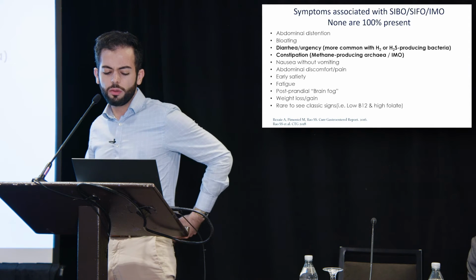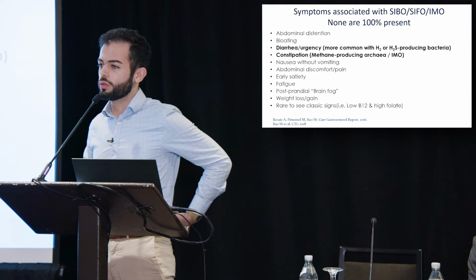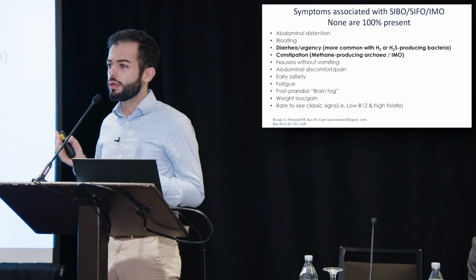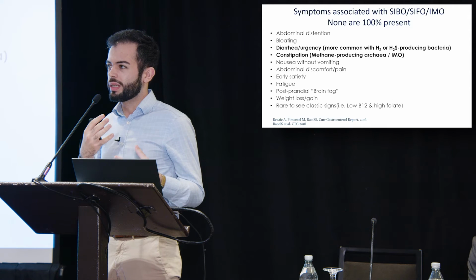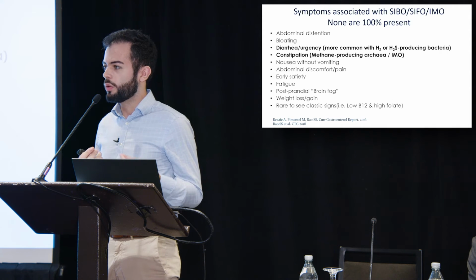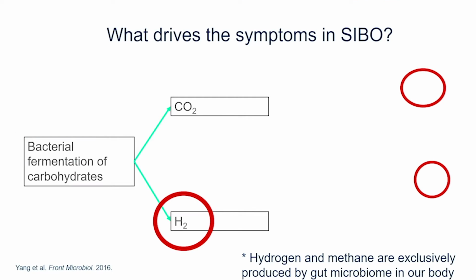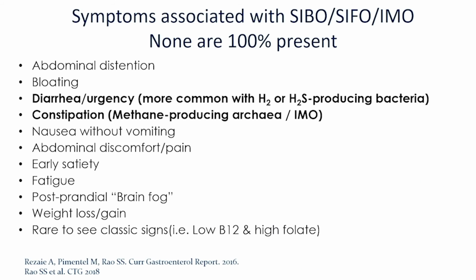And then historically, we've always discussed that you can see nutritional deficiencies, specifically a low vitamin B12 and a high folate. Nowadays, with the attention that we have towards SIBO, ideally we're catching it far before this happens. So you don't see it that often.